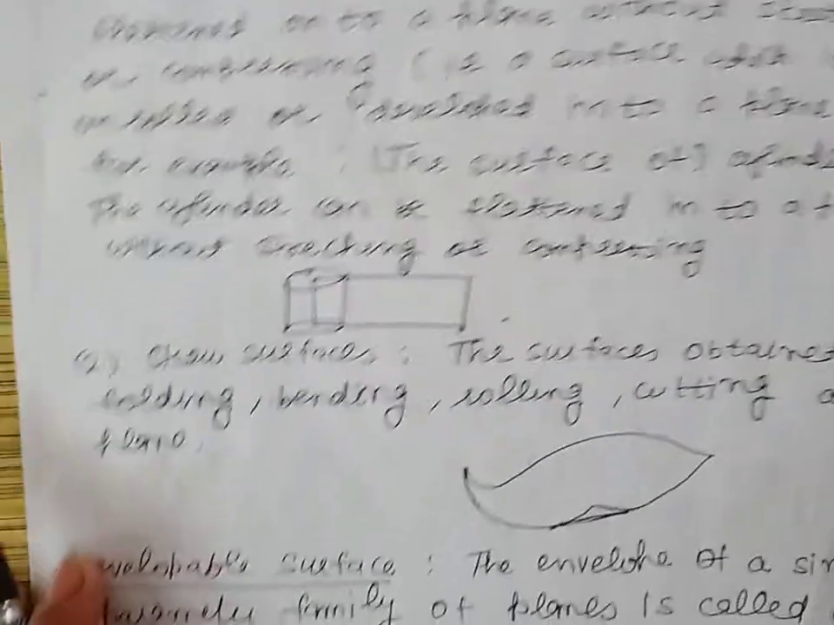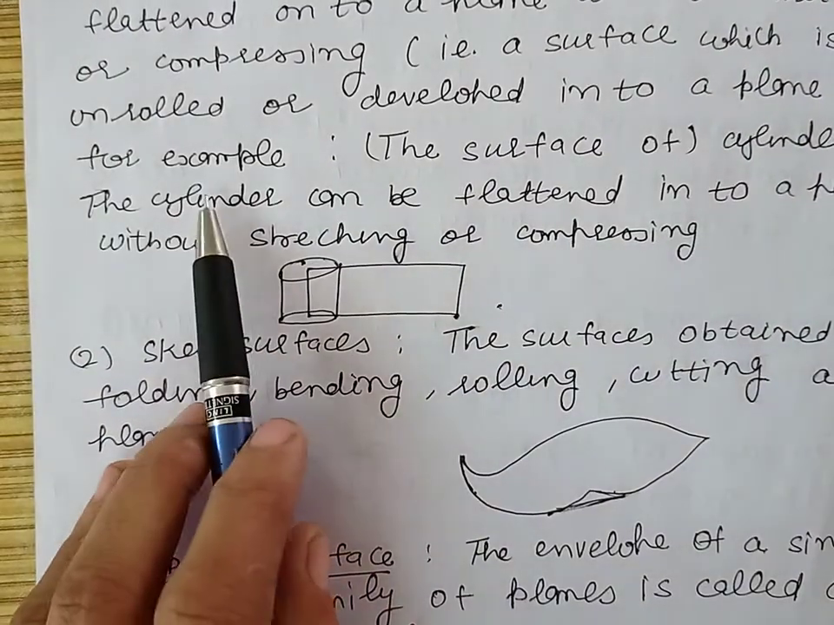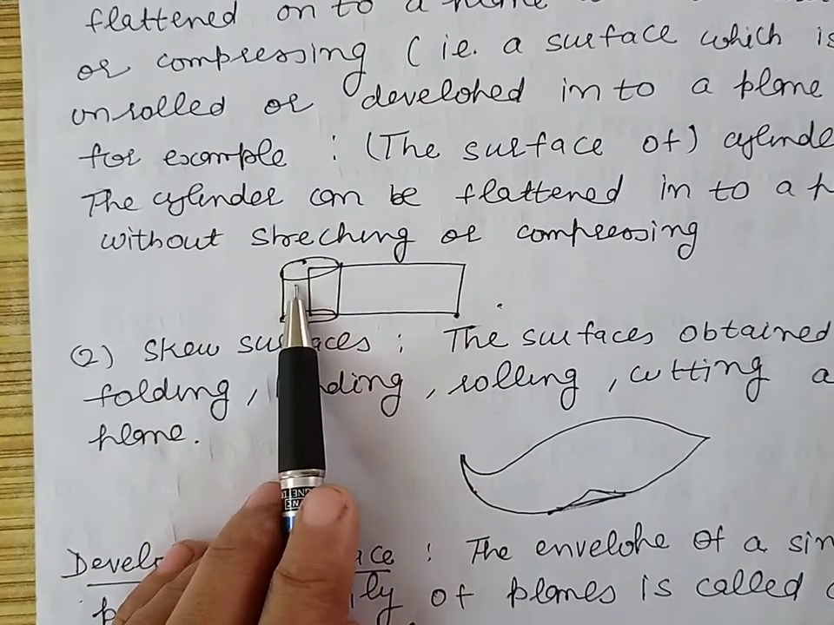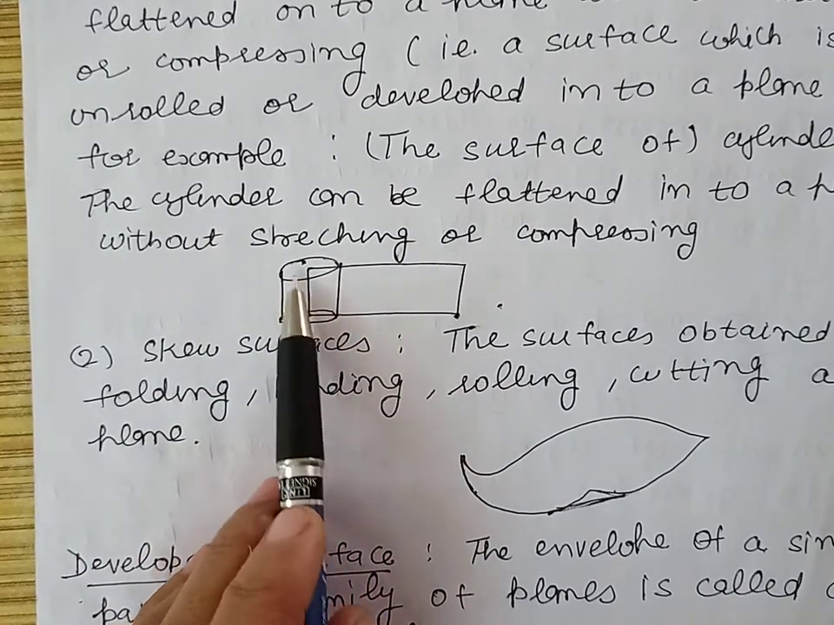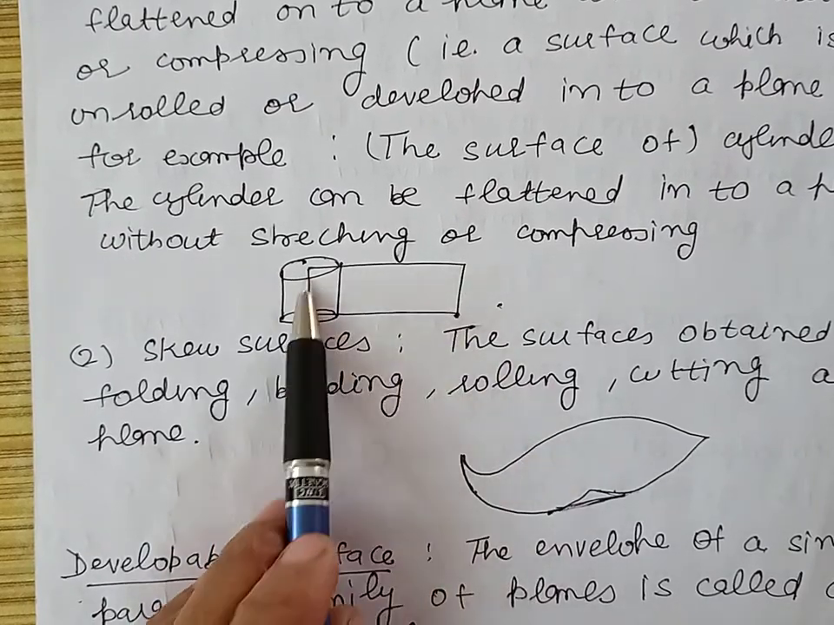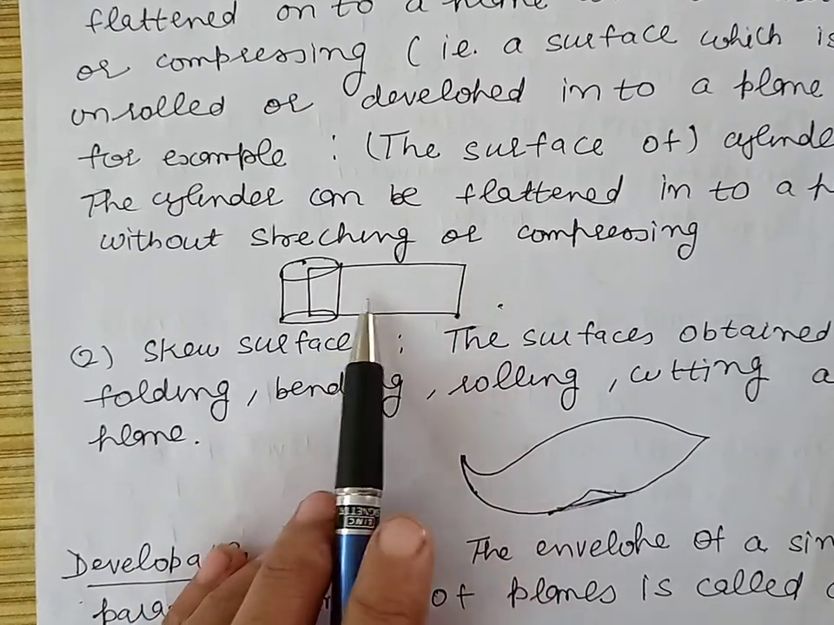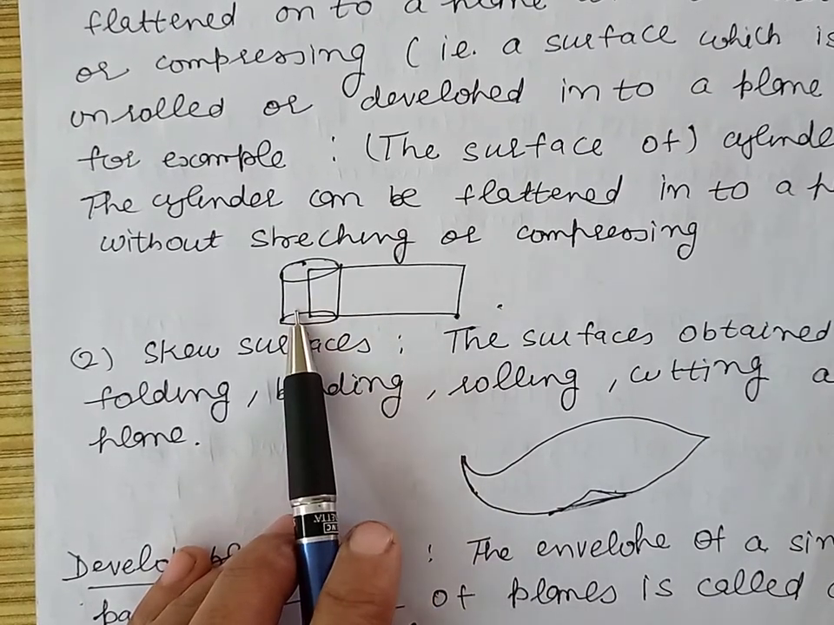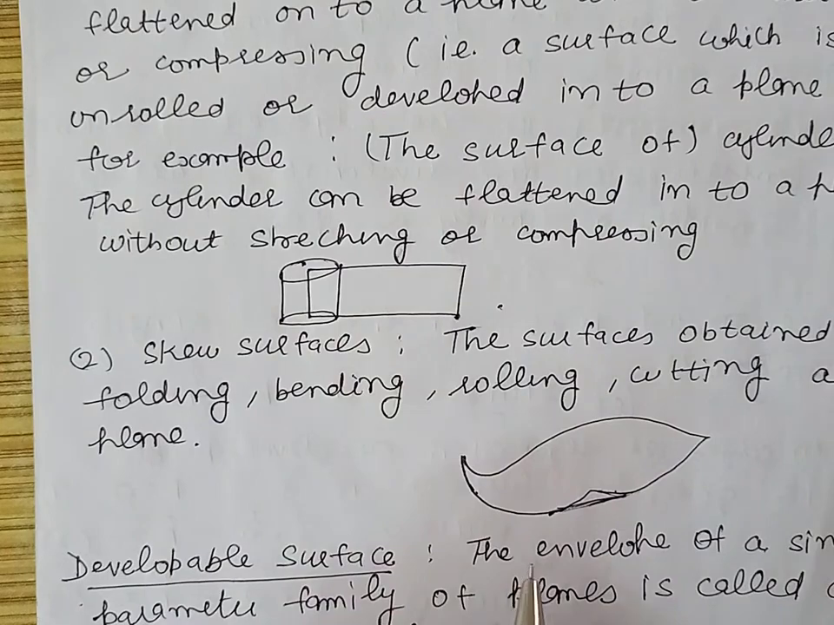For example, a cylinder. A cylinder is a developable surface because if we take a cylinder, you can see that it can be unrolled into a plane without any stretching or compressing. So that is why the cylinder is a developable surface.